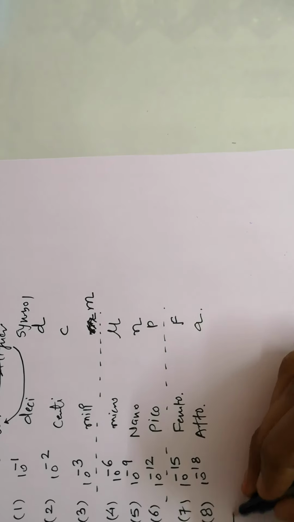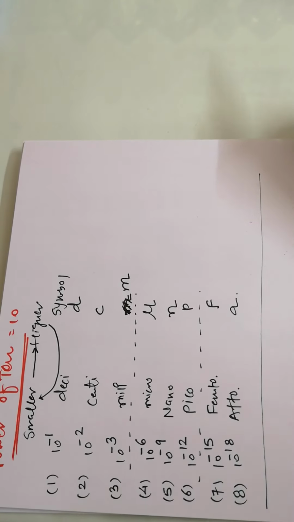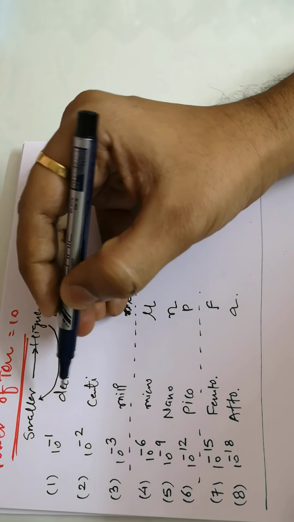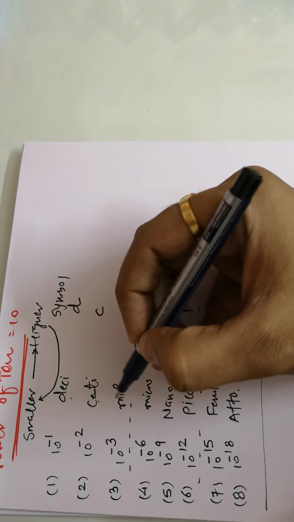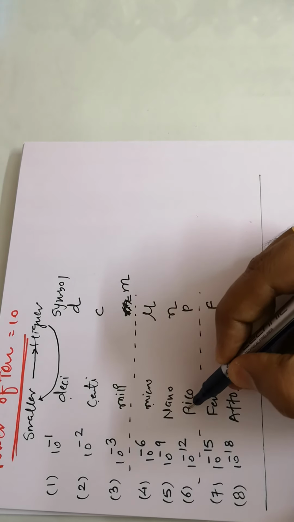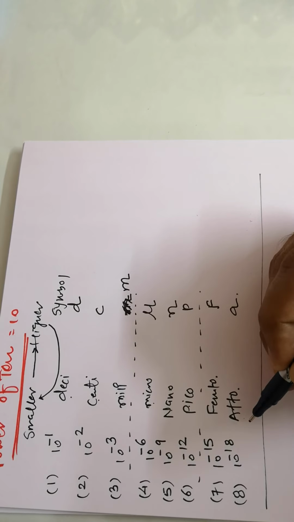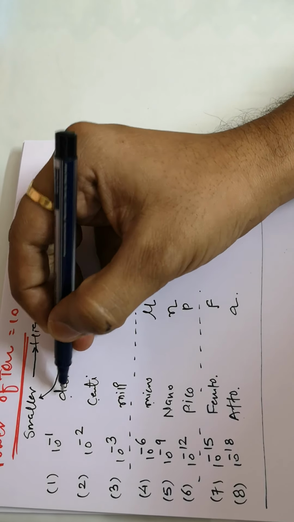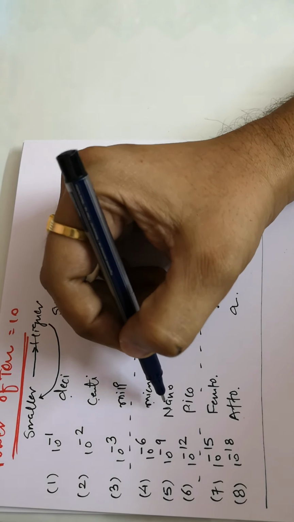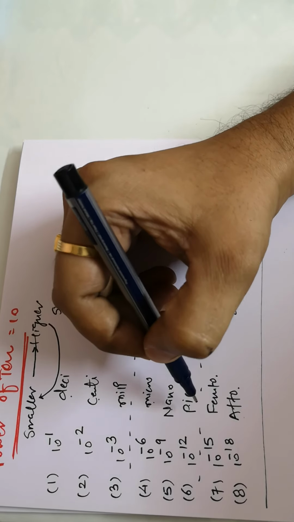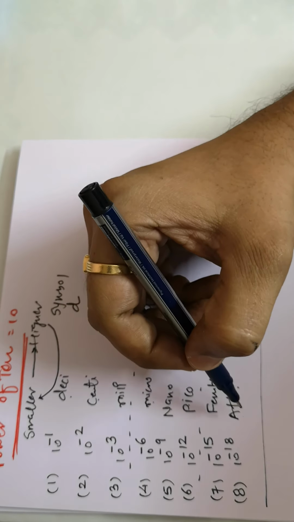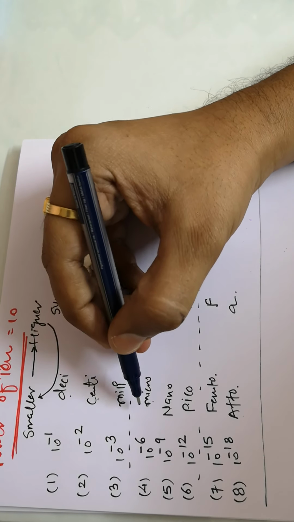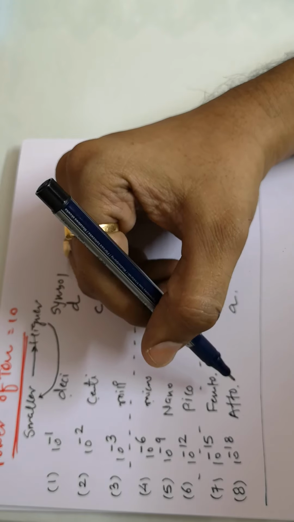Now, how to remember it? Friends, there is a small method: a separation of 3, 3 and 2. It goes deci, centi, milli, micro, nano, pico, femto, and atto. You can remember it like a song: deci, centi, milli, micro, nano, pico, and then femto and atto. So the continuous song is deci, centi, milli, micro, nano, pico, femto, and atto.